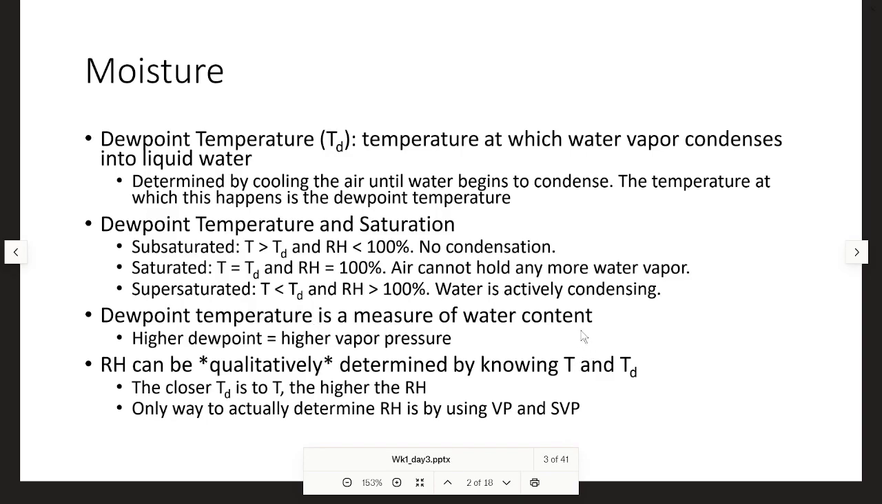If you have a higher dew point, that means you have a higher vapor pressure. The higher the dew point is, the more water you have. Relative humidity can be qualitatively determined by knowing T and TD. You can't calculate a specific relative humidity with it, but if the dew point temperature is closer to the temperature, you're going to have a higher relative humidity. The only way to actually determine relative humidity is by using vapor pressure over saturation vapor pressure.